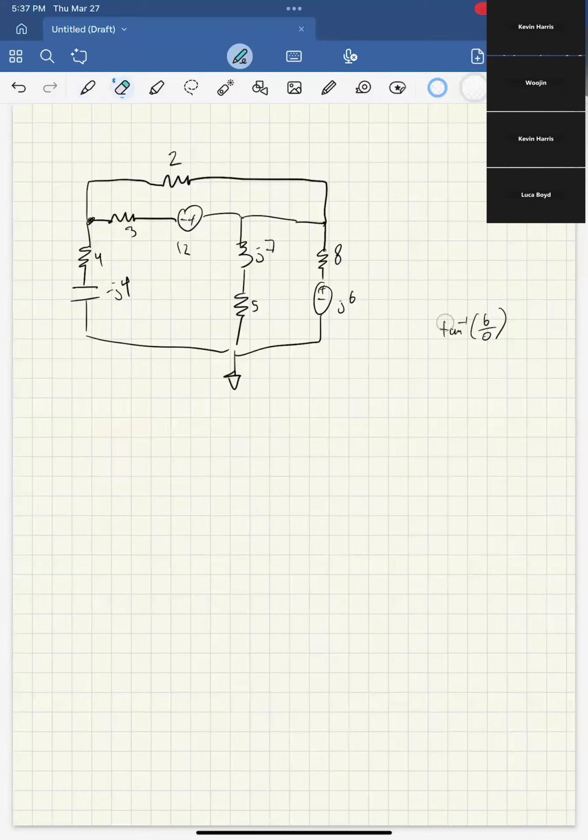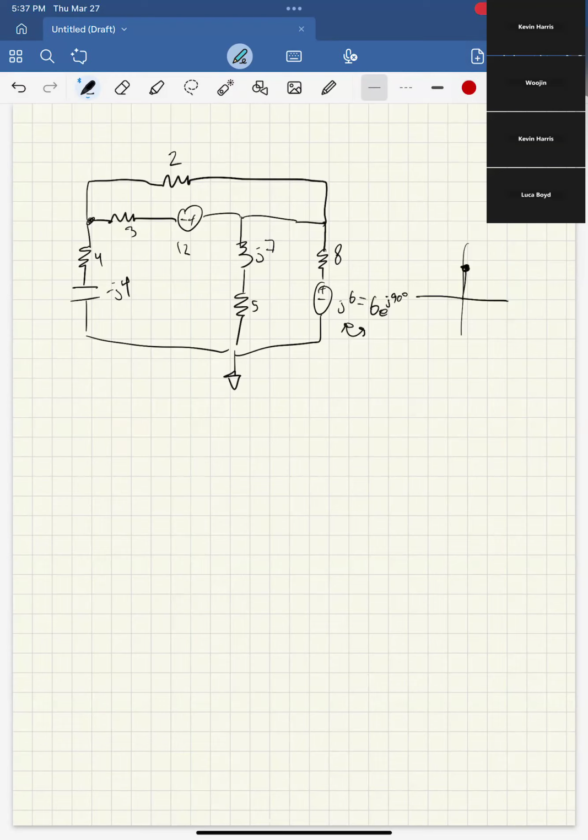This is where it's useful to think about the complex plane. If you have 6j in the complex plane, that's just straight up. So in terms of an angle, this is going to be 6 times e to the j 90 degrees, because 90 degrees is straight up. So you can use either of these when you're doing your math. That's just a good thing to be able to do off the top of your head.